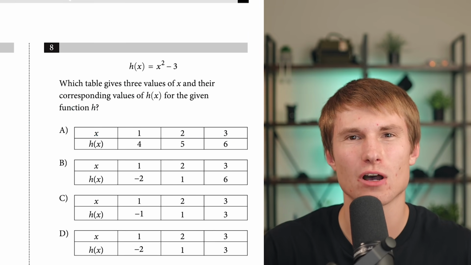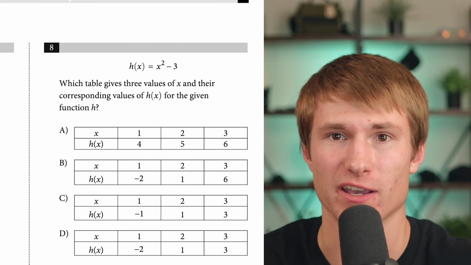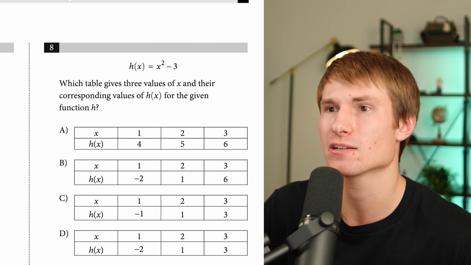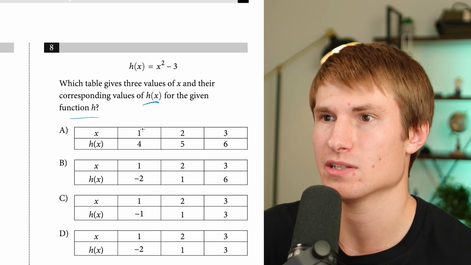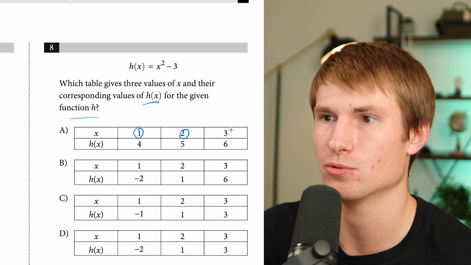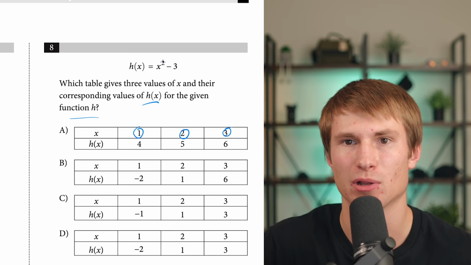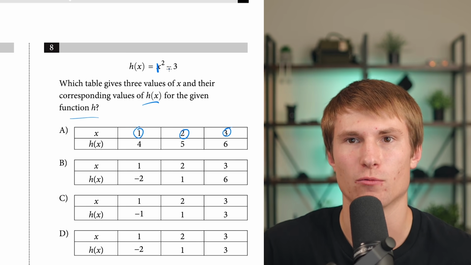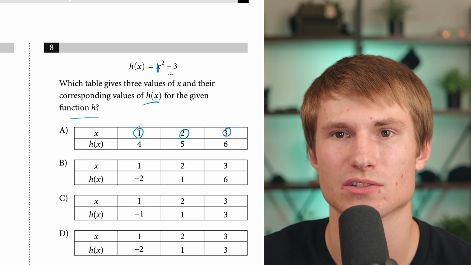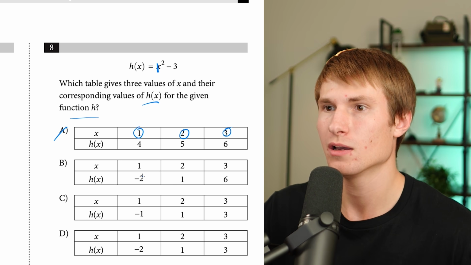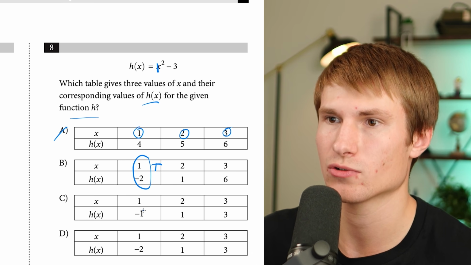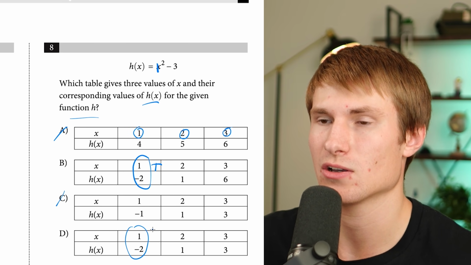Here's how to quickly solve this SAT math question by plugging and chugging. Question 8 states which table gives 3 values of x and their corresponding values of h of x for the given function. All right, so the first thing I'm going to notice is that all of these have these x's of 1, 2, and 3, so it's going to be pretty easy to solve this. I'll start by plugging in 1 for x. If I put in 1 for x, I have 1 squared minus 3. I know 1 squared minus 3 is going to give me a value of negative 2. Therefore, I can get rid of A. B is still a possible answer because that is true. C I can get rid of, and then D is also a possible answer because that's true.